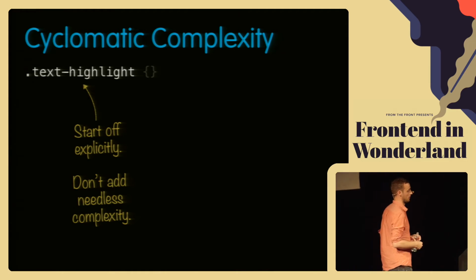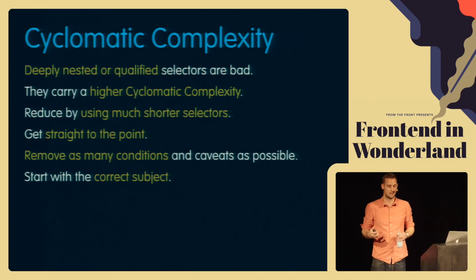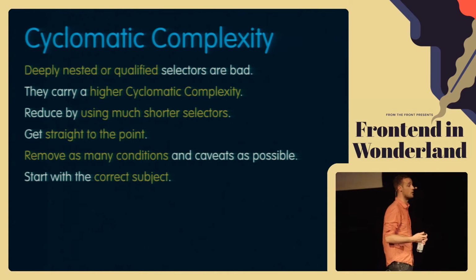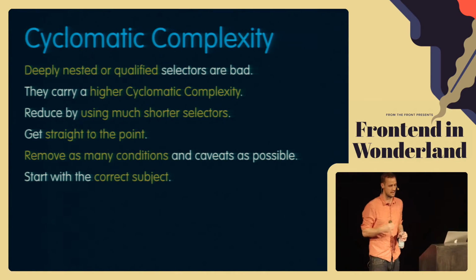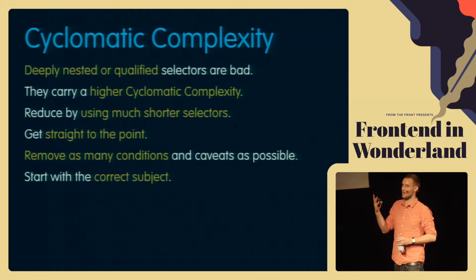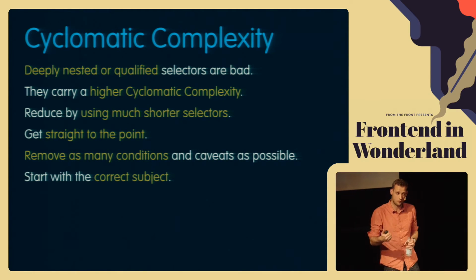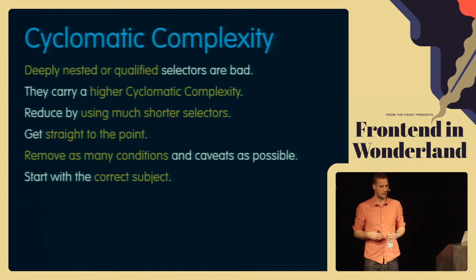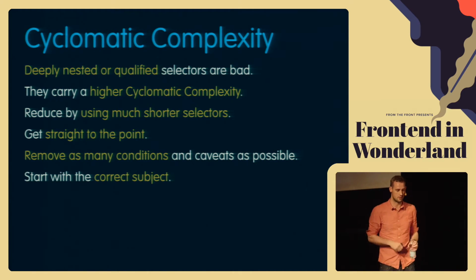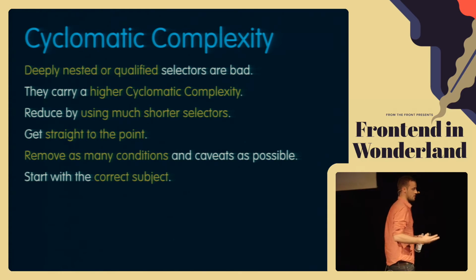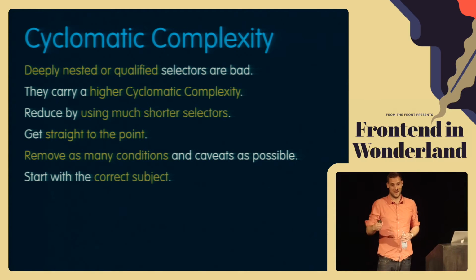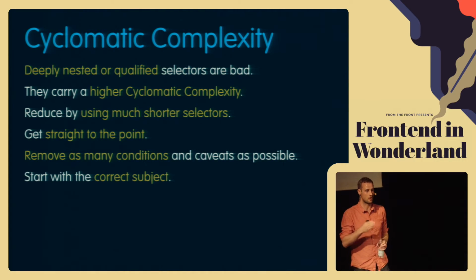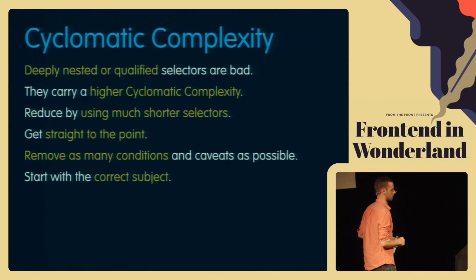So reducing cyclomatic complexity is about getting rid of nested or qualified selectors. They carry a much higher cyclomatic complexity. The problem as well is that higher specificity if we're nesting, higher fragility, more chances for the selector to break. Long selectors are just generally bad news. Get straight to the point. Start as explicitly as we intend to. Start with the correct subject, and then you can remove all the checks. You can remove all the nesting and the conditions quite freely.